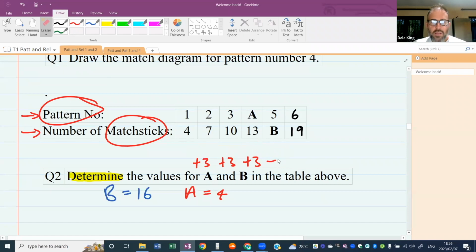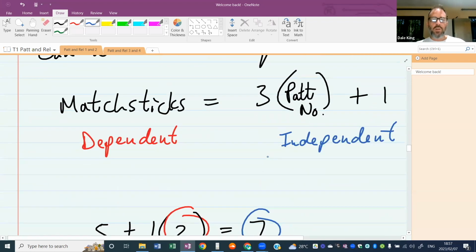So you go to the pattern and we see how the matchsticks are changing. So we said from 4 to 7, what is the change from 4 to 7? It's going up by 3. You're adding 3 on every time. Okay, so it's increasing by 3. From 7 to 10, we increase by 3. From 10 to 13, we increase by 3. So there's definitely a constant increase of a positive 3 every single time. Okay, and that positive 3 gets put here in front of the pattern number.